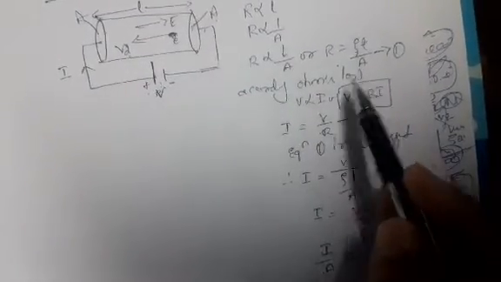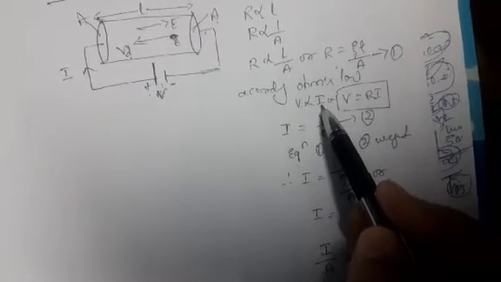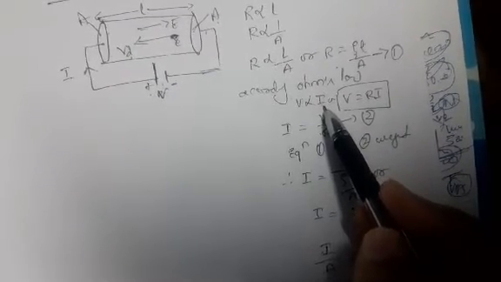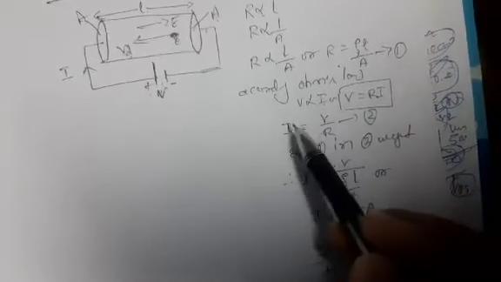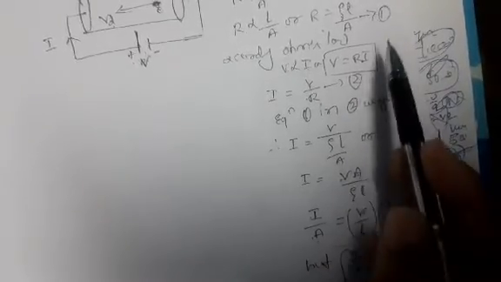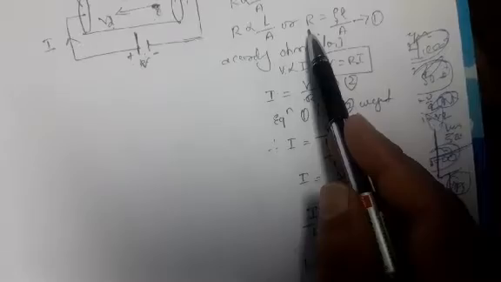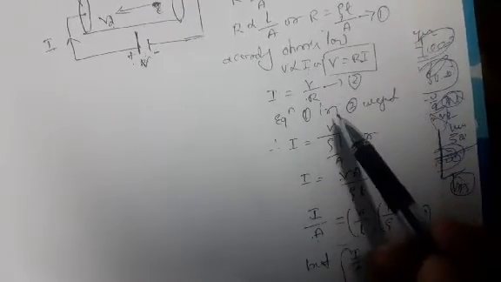According to Ohm's law, V is proportional to I. The current flowing through the conductor is directly proportional to the potential difference, so V is equal to R I. Or I is equal to V by R, that is equation number 2. Substitute the resistance value from equation number 1 in equation number 2. Then I is equal to V A by rho L, simplifying.